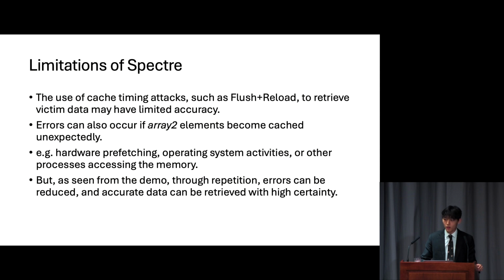But this kind of messed up here because it wasn't supposed to be perfect the first try. But as not seen from the demo, through repetition, errors can be reduced and accurate data can be retrieved with high certainty. Oh, I guess the for loop running 999 times is a demonstration of this particular point.